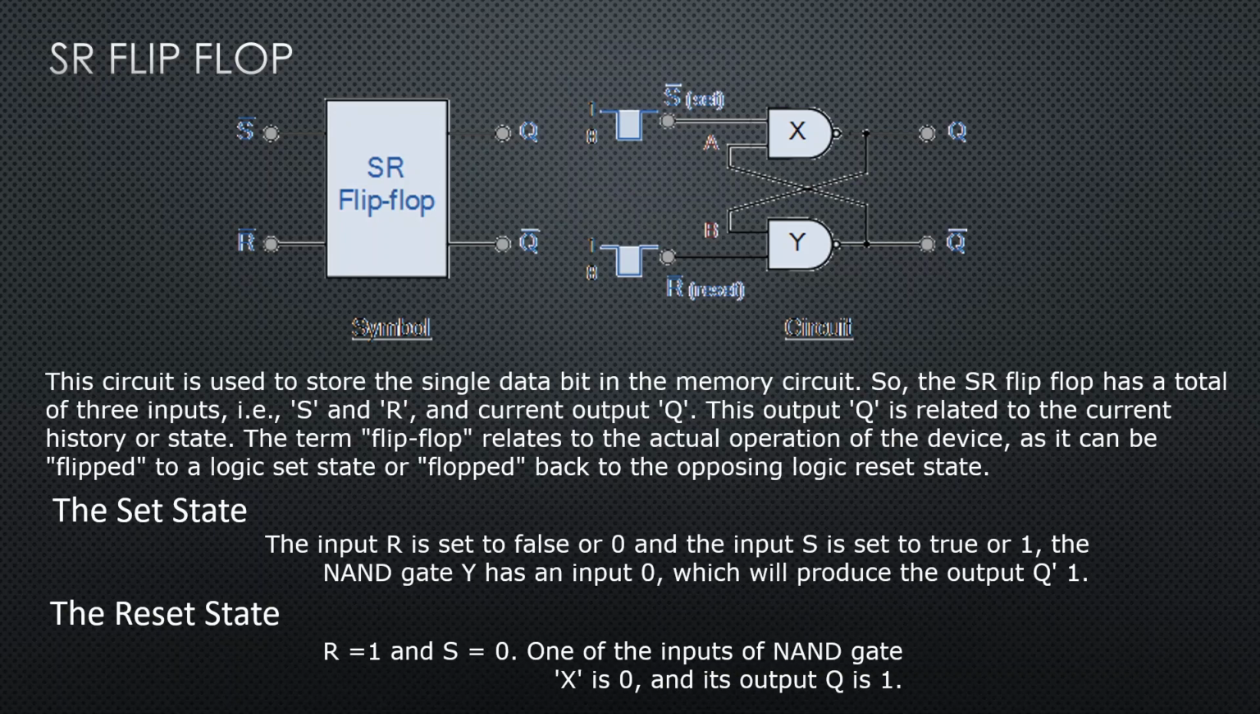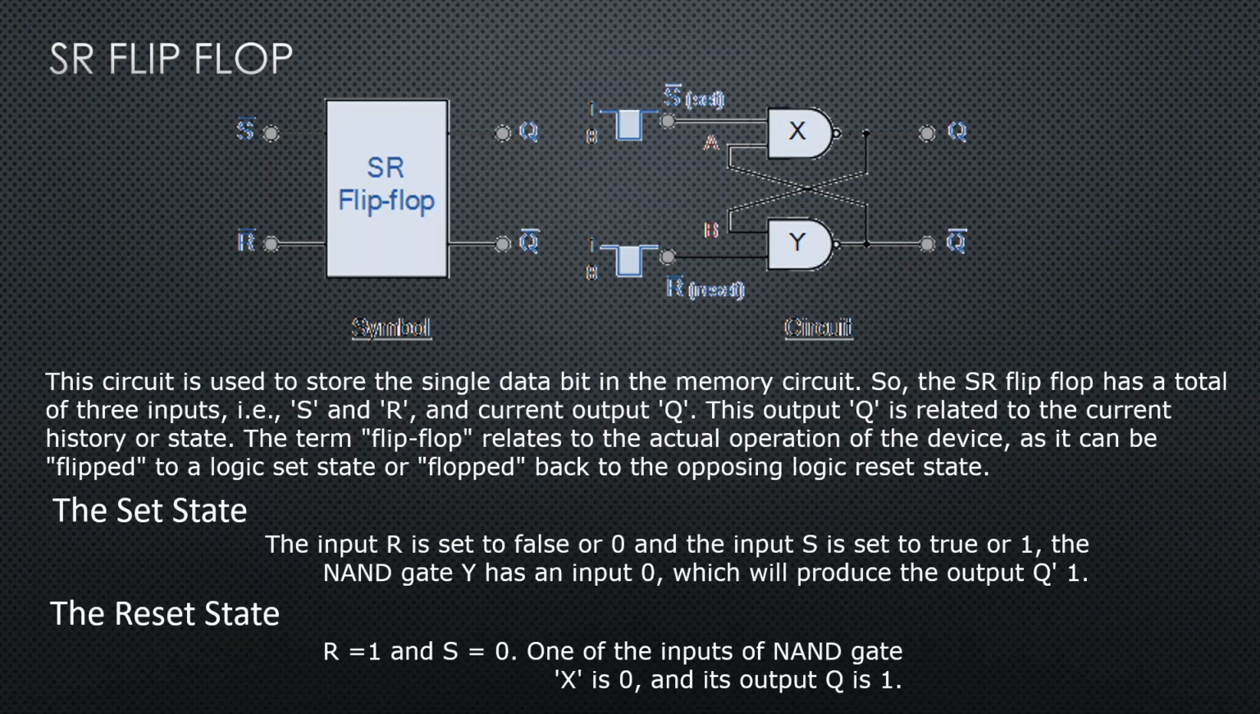In the set state, the input R is set to false or 0 and the input S is set to true or 1. The NAND gate Y has an input 0 which will produce the output Q dash. In the reset state, R is equal to 1 and S equal to 0. One of the inputs of NAND gate X is 0 and its output Q is 1.